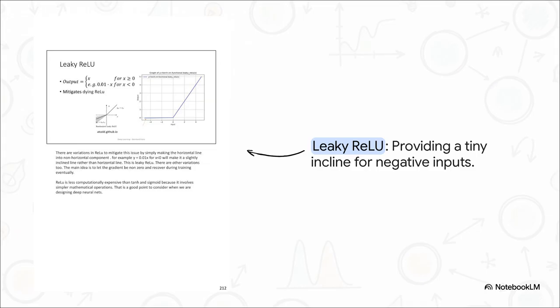Enter leaky ReLU. It's honestly an elegant little hack. Instead of a totally flat horizontal line for negative values, we just tilt it. Just a tiny bit, maybe multiplying it by 0.01. By providing this tiny incline, we ensure the gradient is never perfectly 0. Some incredibly small amount of error signal can still leak through, which gives a technically dead neuron a fighting chance to slowly learn its way back to life over time.